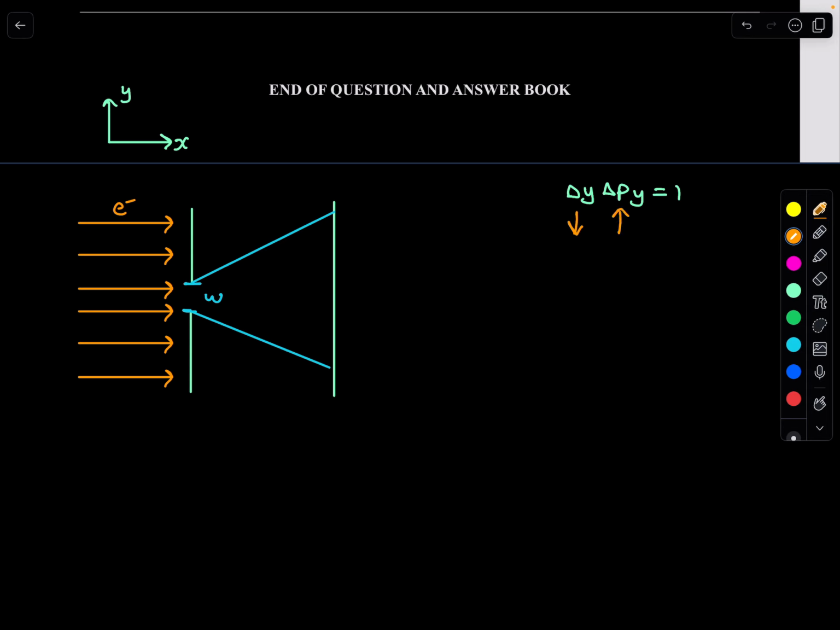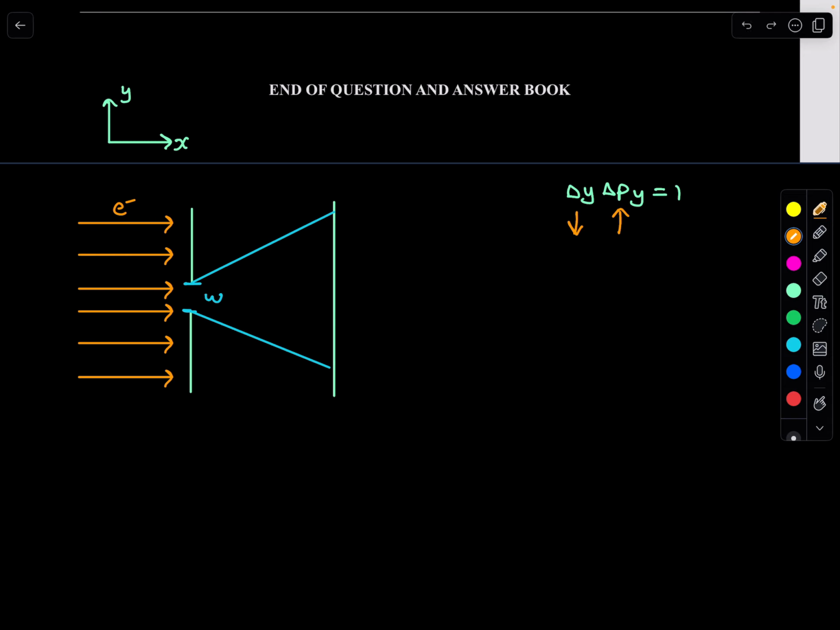Remember, the product is almost equal to that constant. So what would happen is the uncertainty in the momentum in the y direction would increase. Because the momentum in that y direction increases, that tells us why the electrons hit points over here. They hit any point.